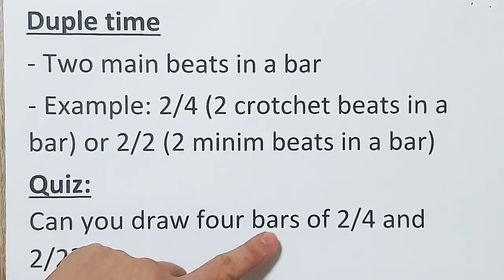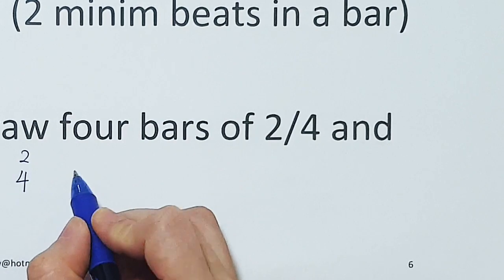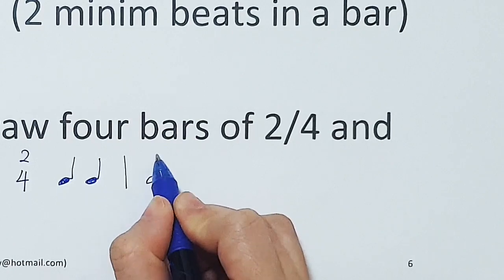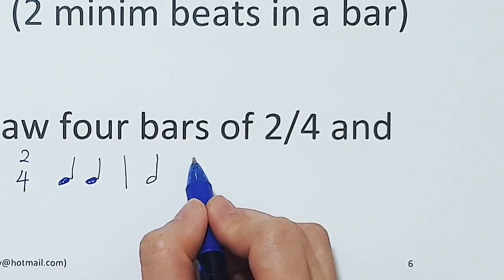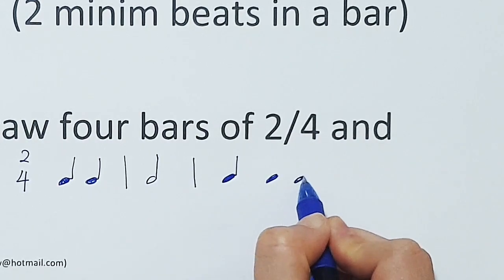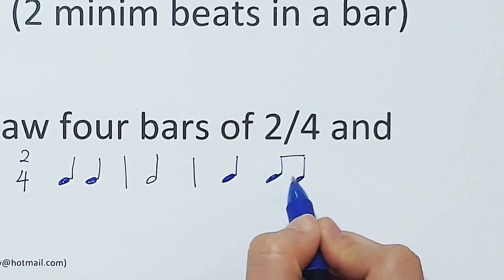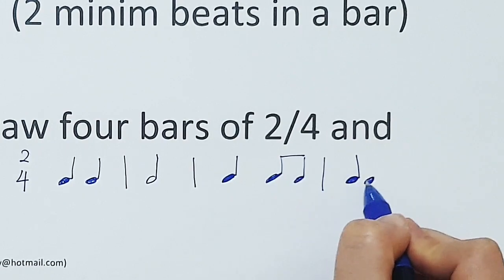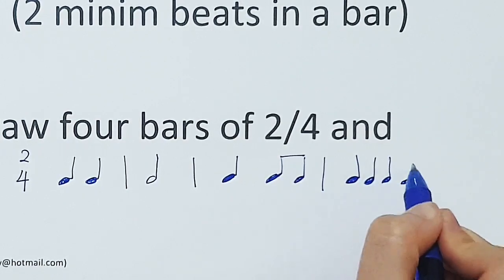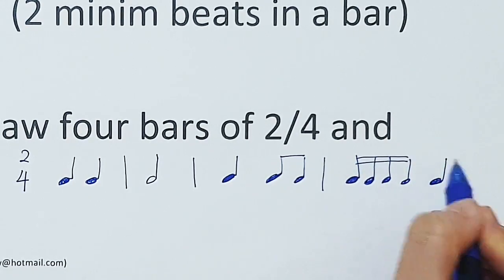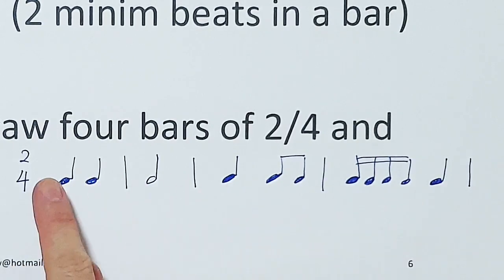A quiz for you. Can you draw 4 bars of 2-4 and 2-2 time signatures? 2-4 means 2 beats of crotchets. 1, 2. I can also draw 1 minim because it means 1, 2. I can also draw 1 crotchet with 2 quavers because 2 quavers make up 1 crotchet. I can also draw 4 semiquavers, which represent 1 crotchet and another crotchet. That gives me 4 bars of 2 beats.